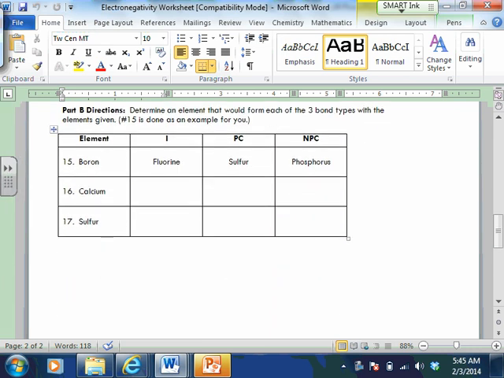Okay, so then you'd be doing the same thing for calcium. You'll figure out an element that would bond with calcium in an ionic bond, just based on those electronegativity differences. Polar covalent and nonpolar covalent, and then you do the same thing again for sulfur. Okay, so hopefully that makes sense.